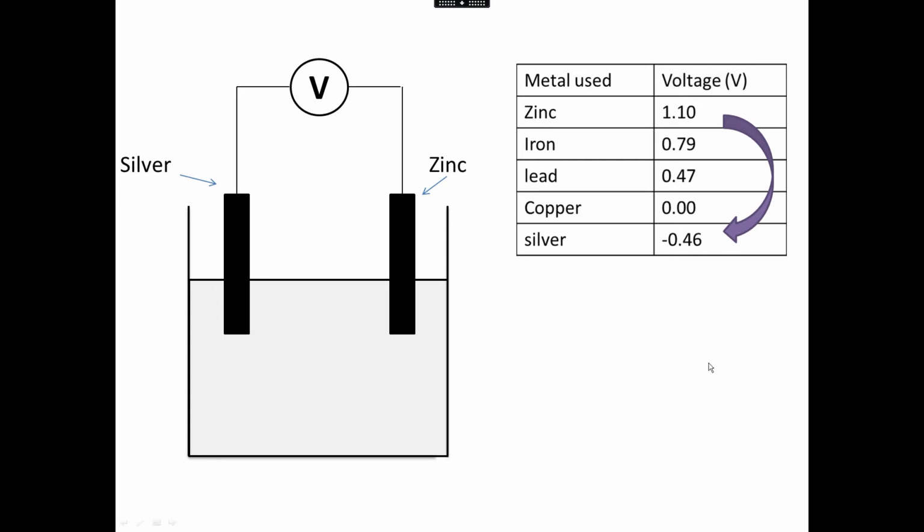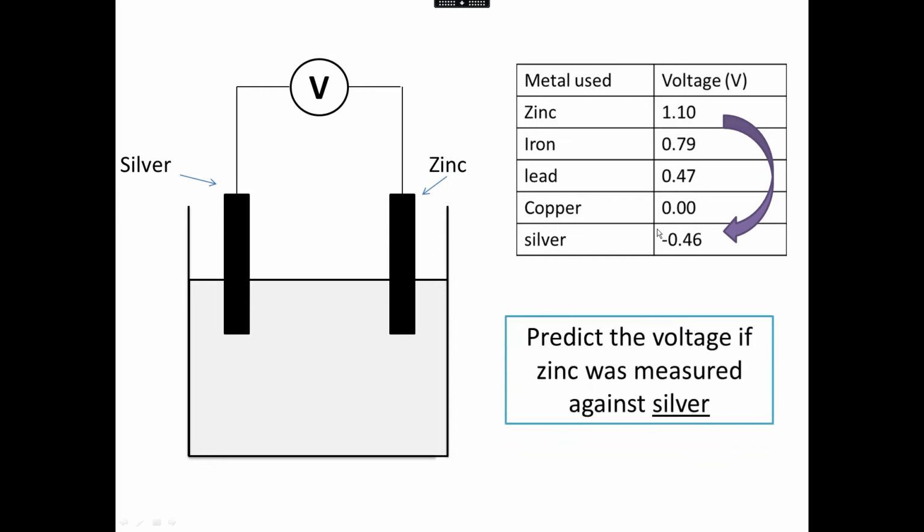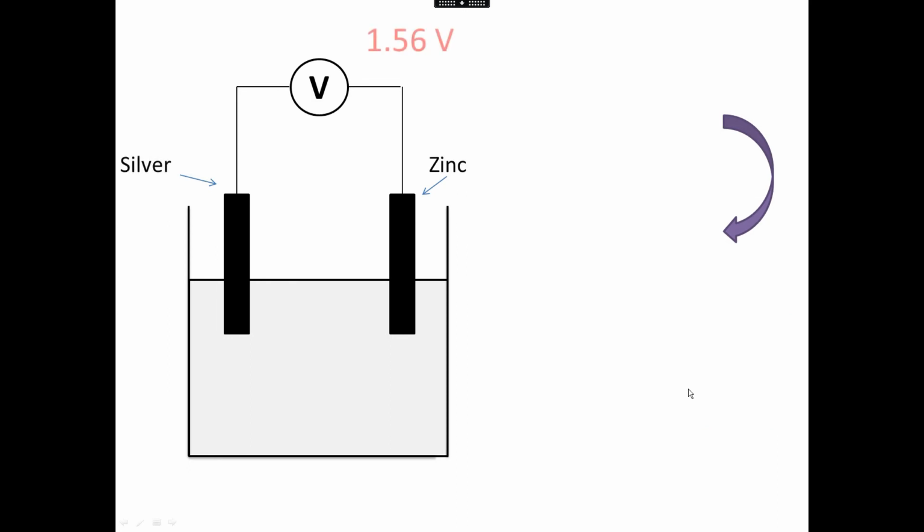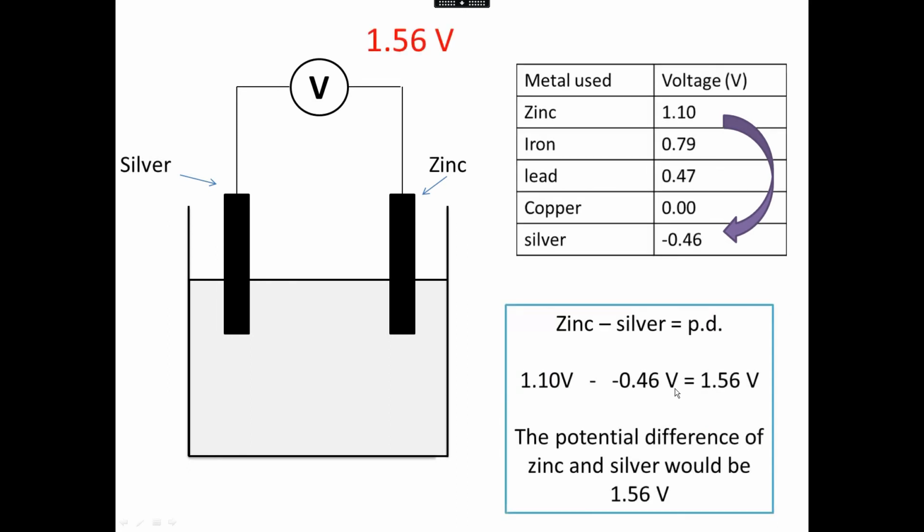Okay, here we go. Now, it's the difference between them, but we need to take into account the negative value of silver. So one way of doing that is 1.10 minus negative 0.46, and that gives a value of 1.56 volts, and we can confirm that with experiment.